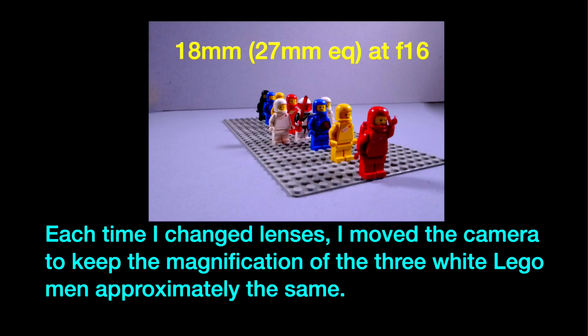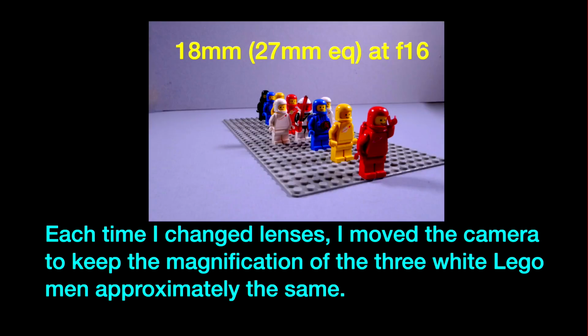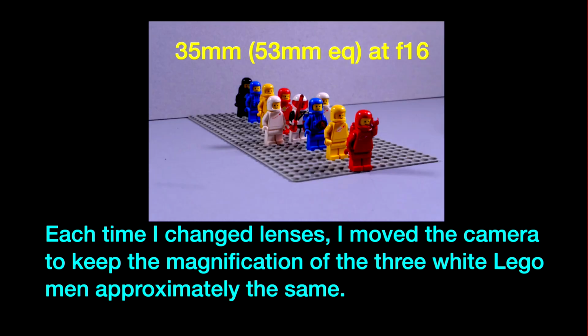So here I'm using the 18mm at f16. And what I'm doing with these shots is I'm trying to keep the image the same size, particularly the 3 white Lego men in the middle of that image. I'm trying to keep them the same size, the same magnification, and I'm just moving the camera backwards or forwards to keep that magnification the same. So I changed lenses. I use an 18, 35, and a 56. So here's the 35 at f16, and doesn't that look the same? Like, go back to, let's see, go back to the 18.